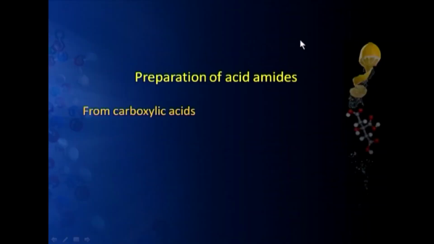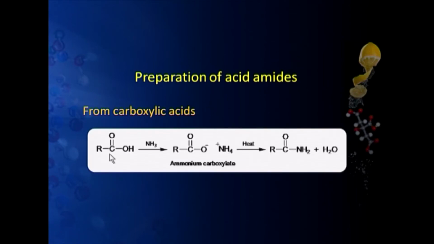The most commonly used group is the acetyl group, which is introduced on treatment with either acetyl chloride or acetic anhydride. Next we move on to acid amides. These acid amides can be prepared directly from carboxylic acids. Carboxylic acids are treated with ammonia.